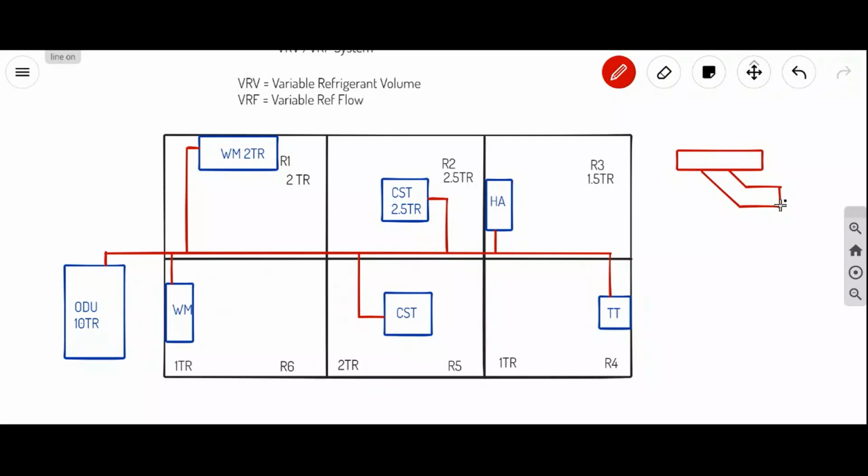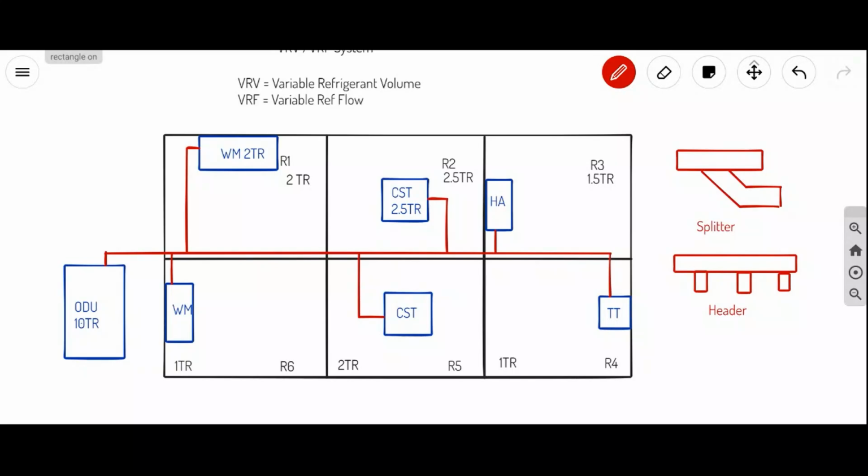this is one fitting called a splitter. We call it a splitter. And one more fitting we call a header. So we use different types of fittings, splitters and headers, in the refrigerant line to split the line into multiple lines, or to split the line into two lines.